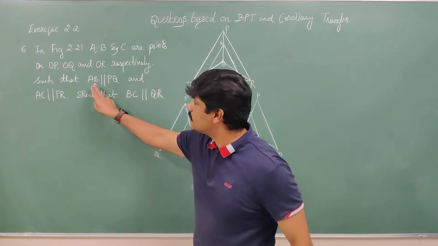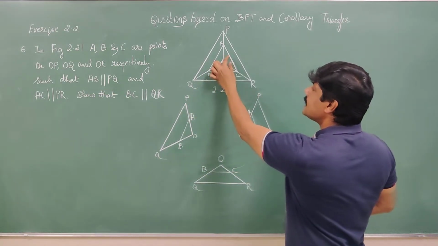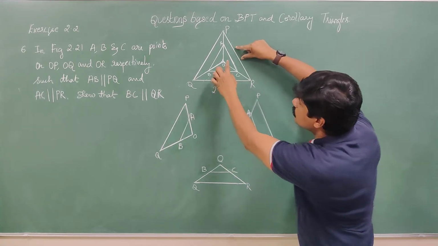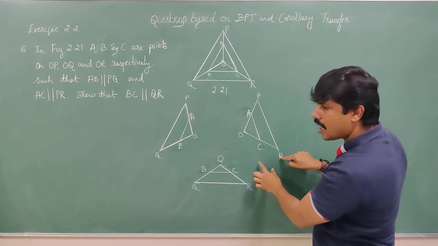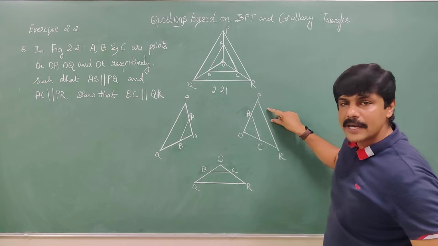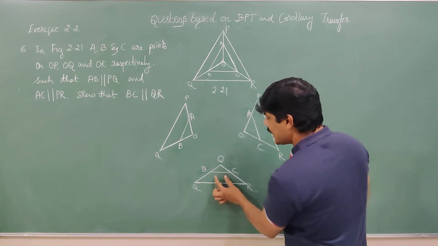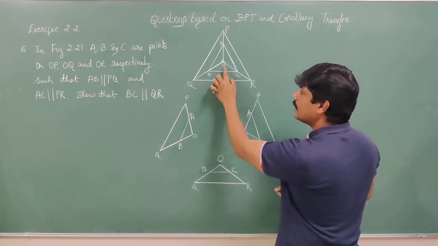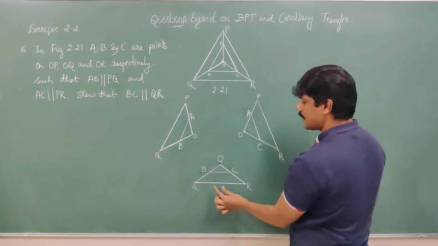Now the second condition is AC is parallel to PR. Since AC is parallel to PR, we separate the POR triangle, where AC is parallel to PR. Now what we have to prove is BC is parallel to QR in the triangle OQR.